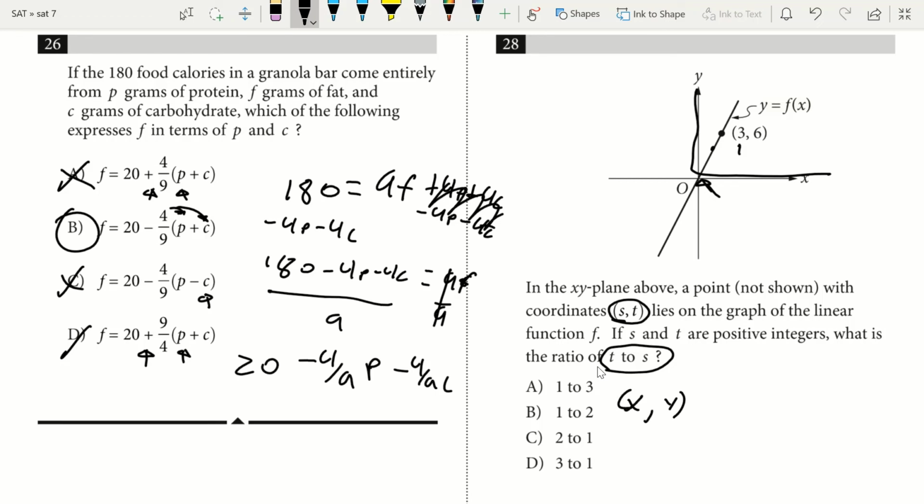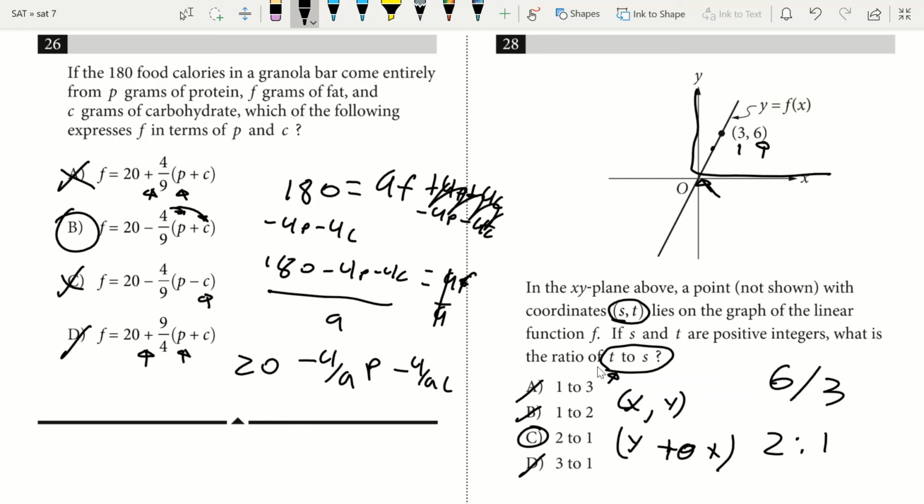Now I've got to flip them, right, to find this ratio here, this t to s. Well, t to s then will be my y to my x. Right, that's a 2, y to x. This is going to be my ratio. So I look here, I see my y is 6, and I see that my x then is 3. So it's going to be 6 over 3, that's equivalent to 2 to 1, so my answer is going to be choice C.